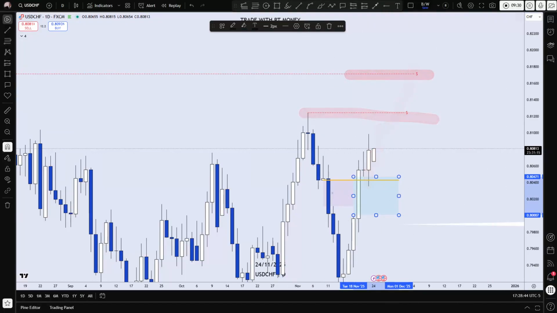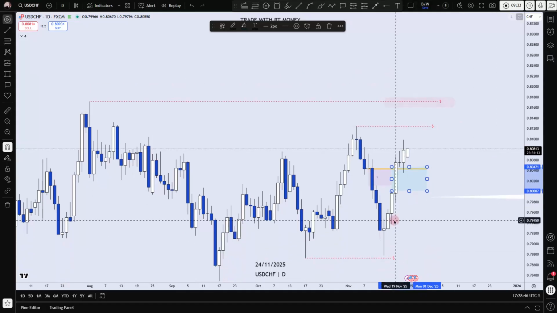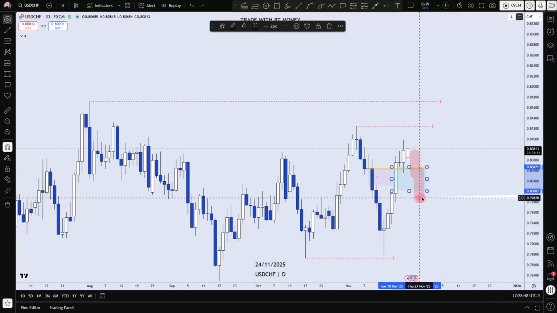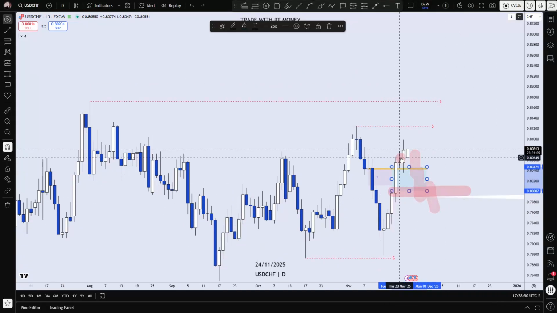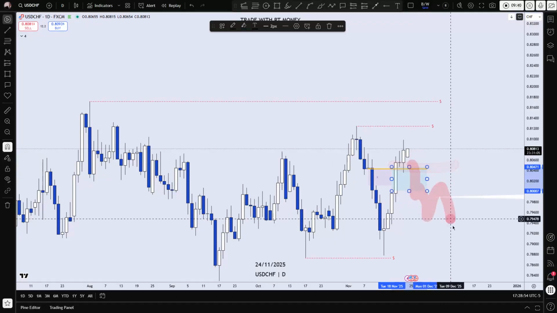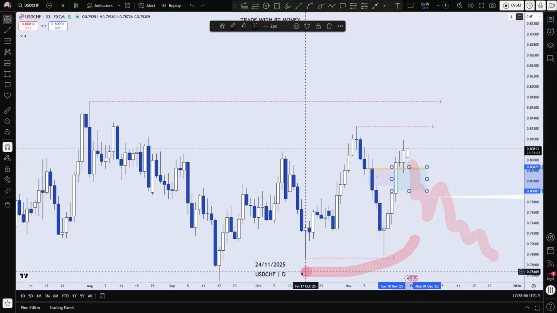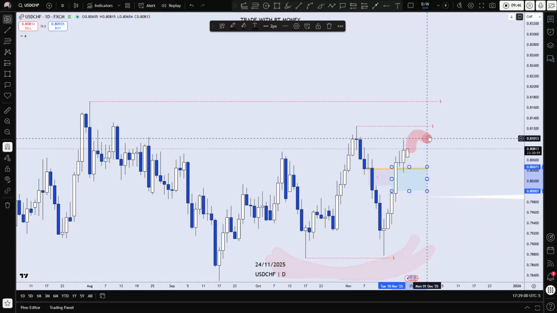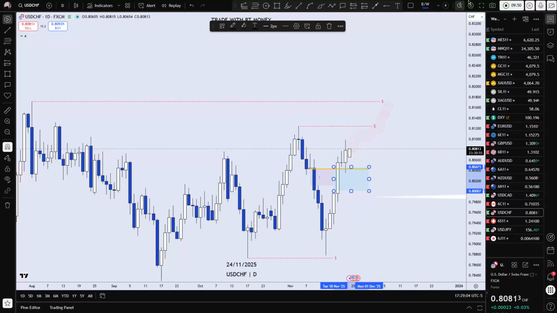That's it. So you know where I'm at. If the market comes down and closes below this fair value gap, I don't think it's coming back up. I think it's going to invert, and we'll be heading towards these relative equal lows down here. But until that happens, I'm bullish all the way. Got it? Cool. That was US dollar Swiss.